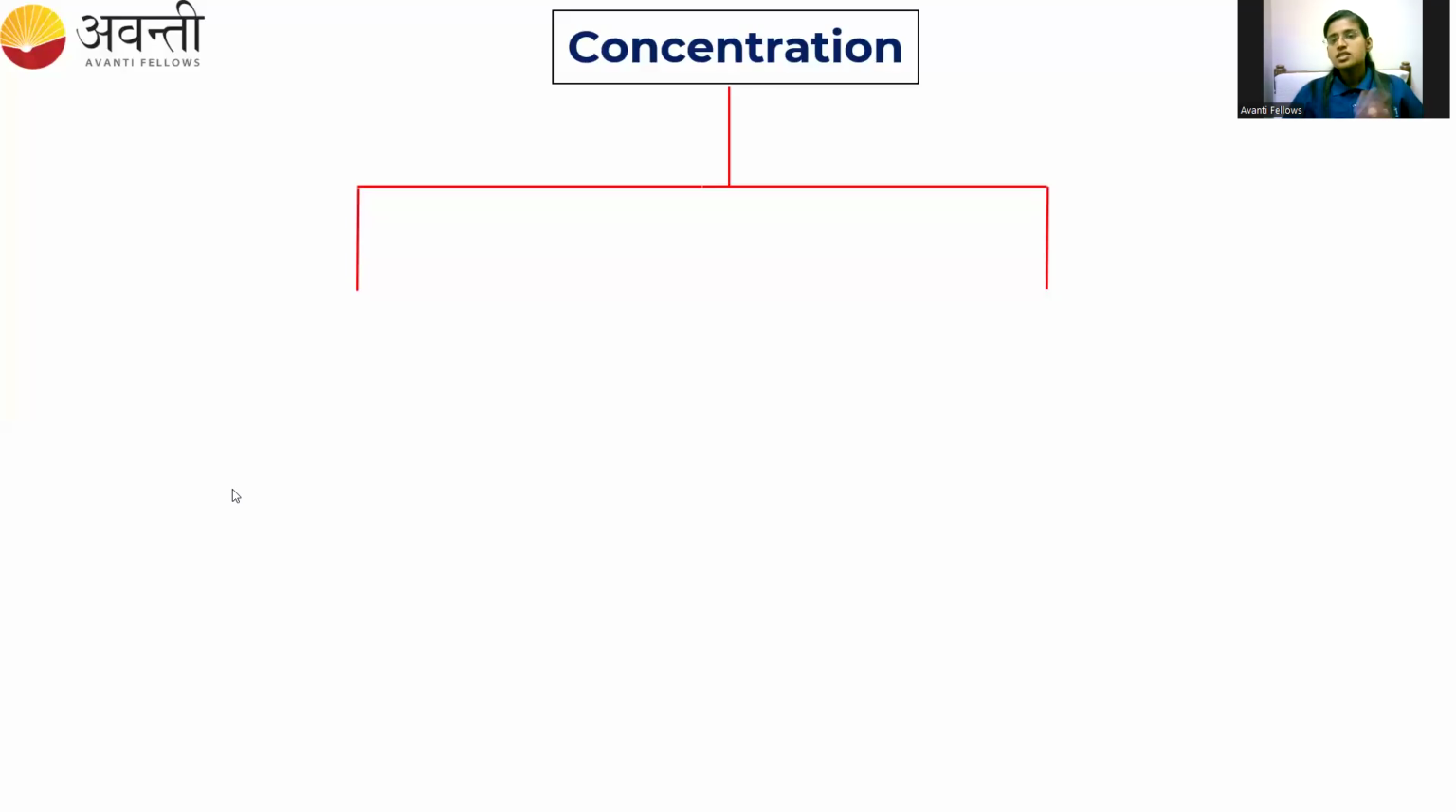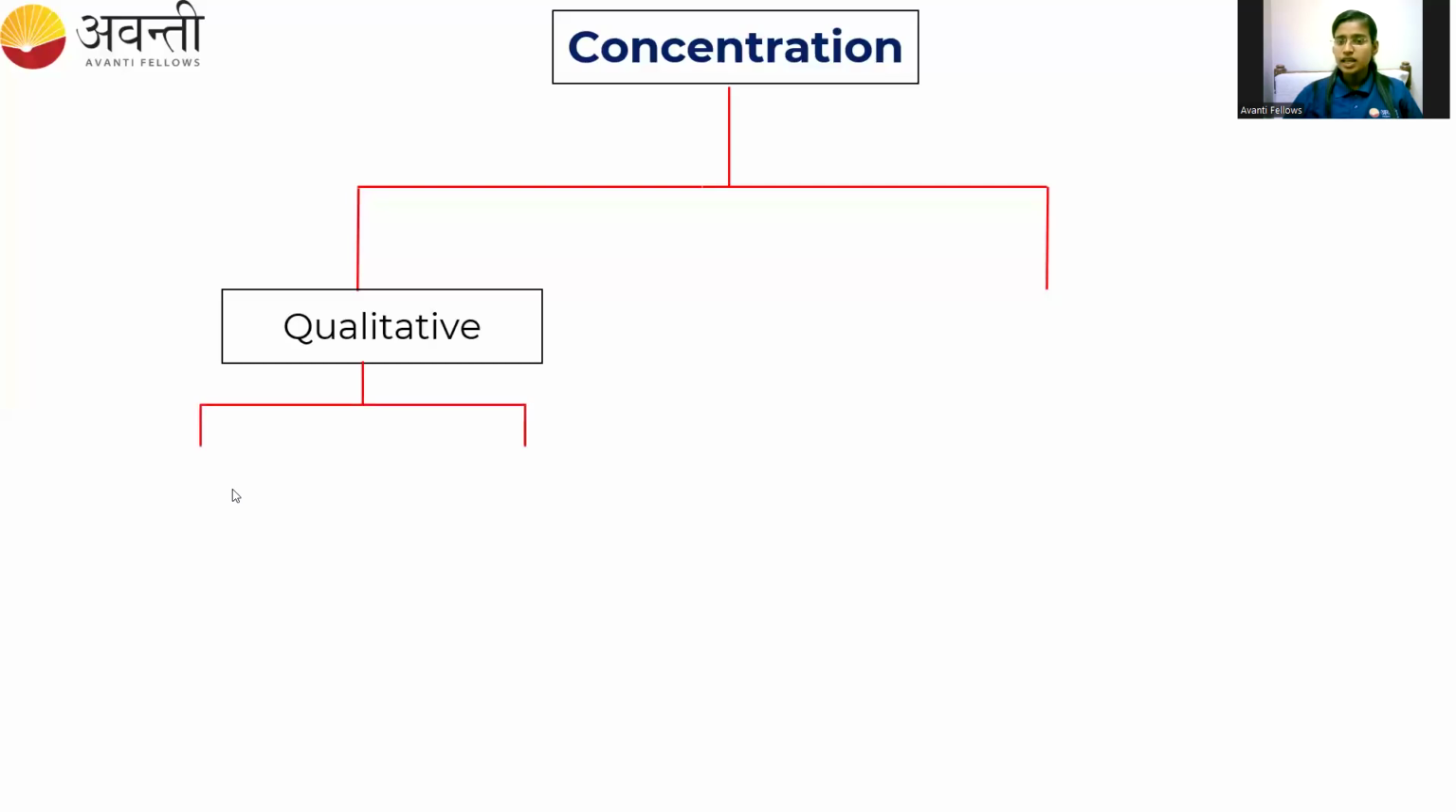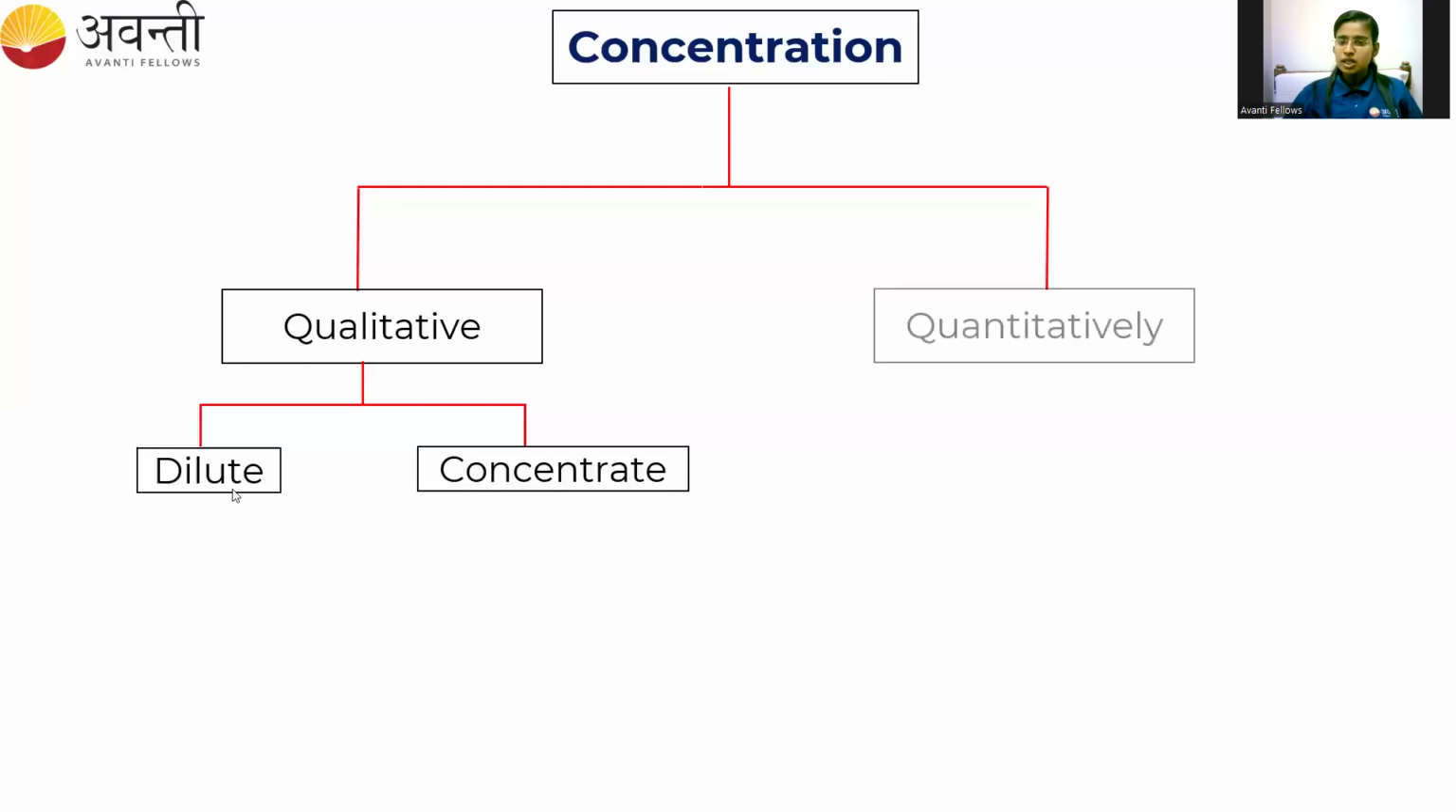Now, this concentration, which is also called strength, is classified into two types. One is qualitative, and the qualitative part is again classified into two: in the qualitative part we only have the terms dilute and concentrated. Coming to the quantitative side, we can measure the concentration of any solution using different terms.